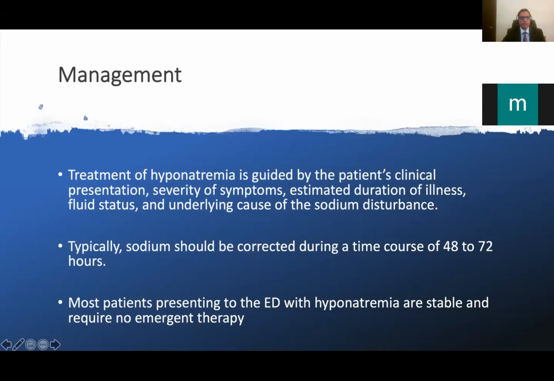...to the ED with hyponatremia, which, this is very important, are stable and do not require emergent therapy. As a practice, most of us in the emergency department, whenever we see a patient with low sodium, go ahead and start shooting 1 liter of normal saline without knowing whether this patient needs or requires an intervention now or not. Most of the patients who present to our emergency departments do not require emergent treatment of their hyponatremia.